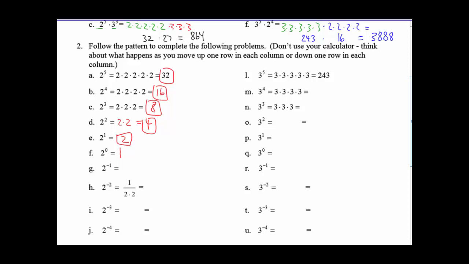So, if we keep going in this idea, if we take our answer of 1 and divide by 2, you get 1 half. So this 2 to the negative 1 is 1 half. So 2 to the negative 2 is 1 half divided by 2, which is 1 fourth.